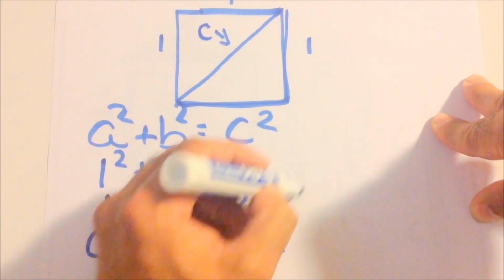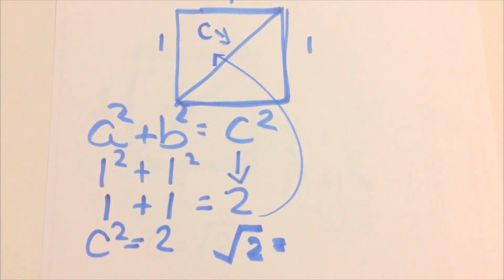And that's what it is. So just remember the diagonal of a unit square is the square root of 2. So that's irrational numbers. Great job.